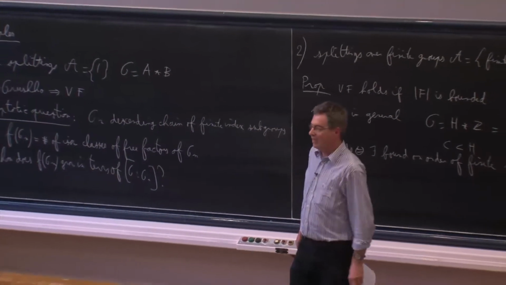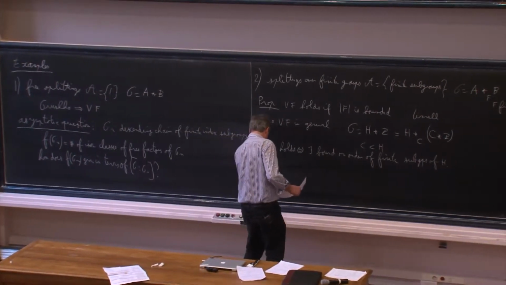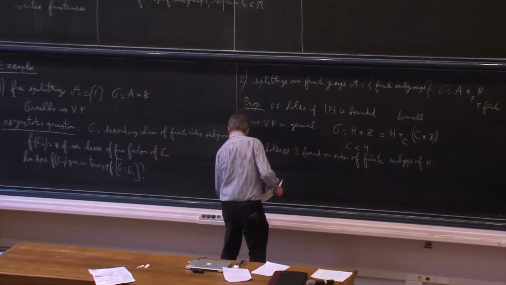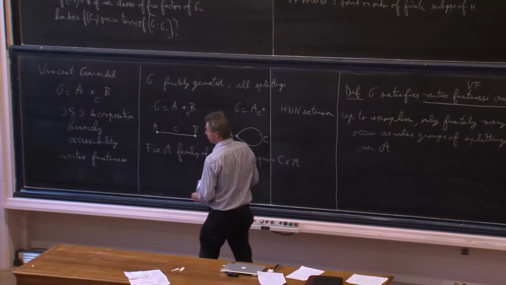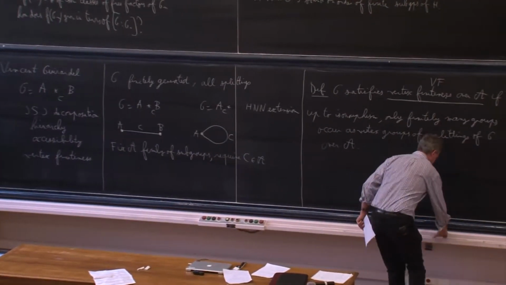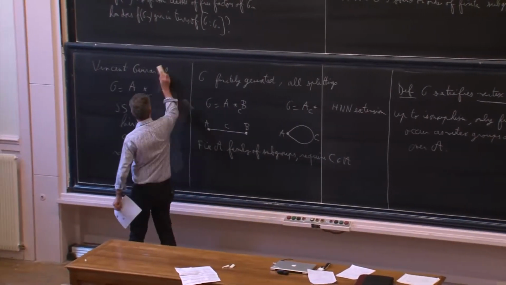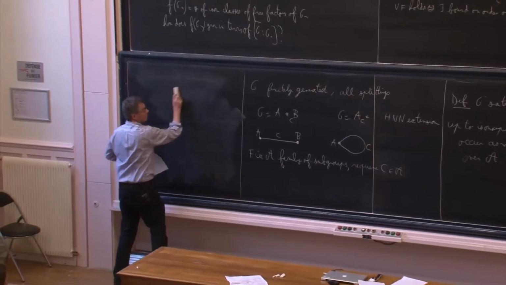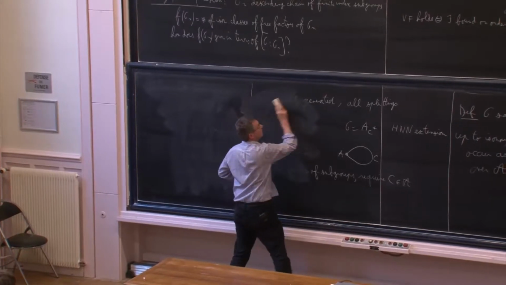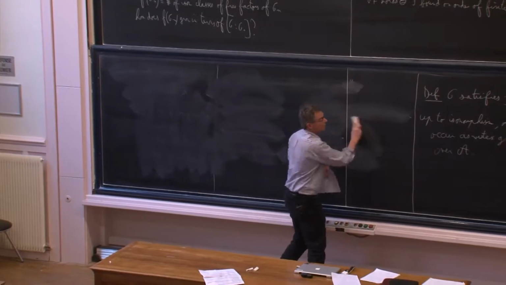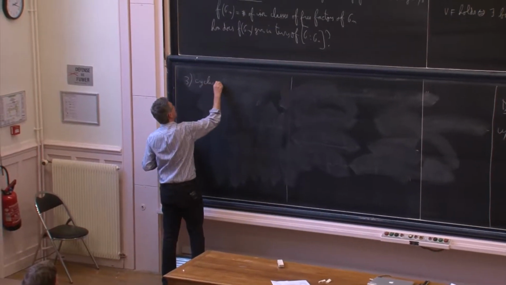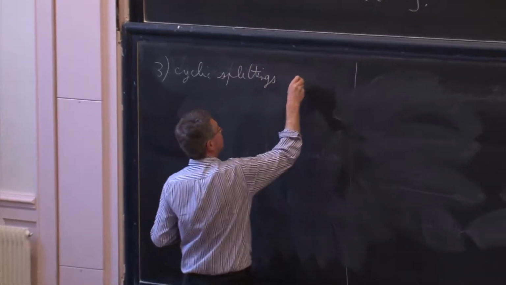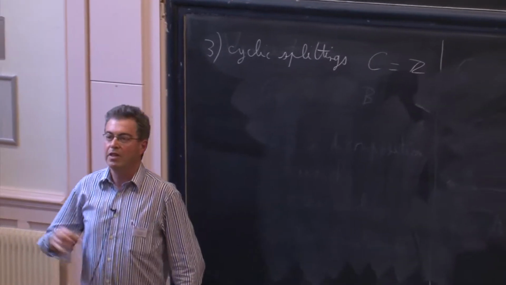Now I want to talk about splittings over cyclic groups. So, maybe I will leave the definition on the board. So cyclic splittings. I'm interested in the case when C is just Z. And I could also do virtually cyclic splittings, but I will stick to cyclic splittings.